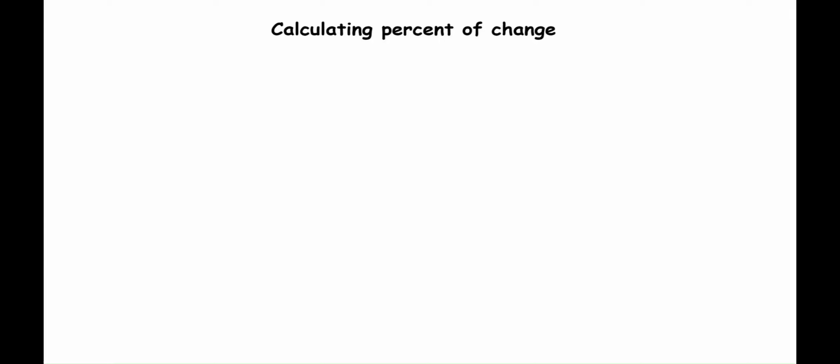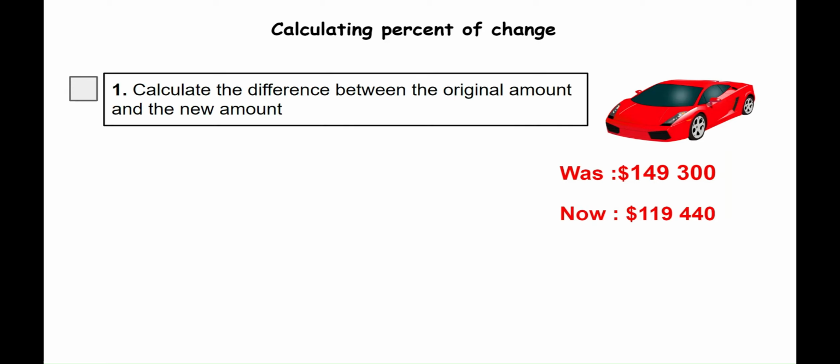In our first example, we have a car that was purchased for $149,300. But after a year, the car depreciates and the car is now worth $119,440. So we can see that the value of the car has decreased from its original value. What I'm going to show you is how to calculate by what percentage the value of the car decreased in 3 steps. The first step is to calculate the difference between the original amount and the new amount.